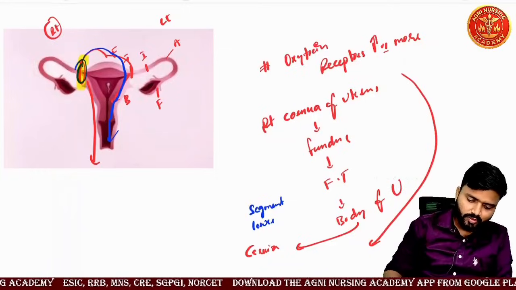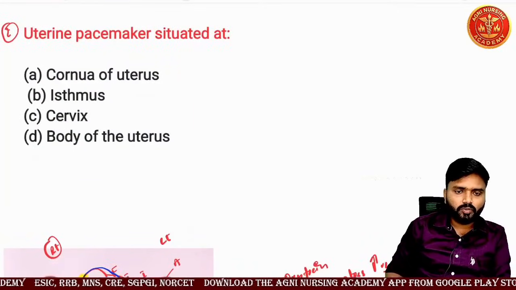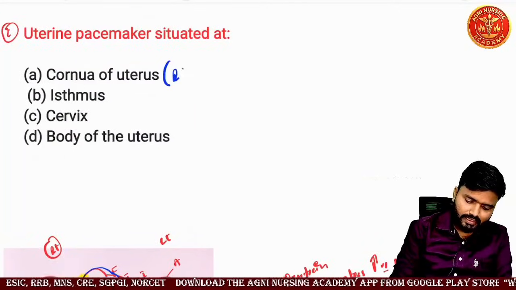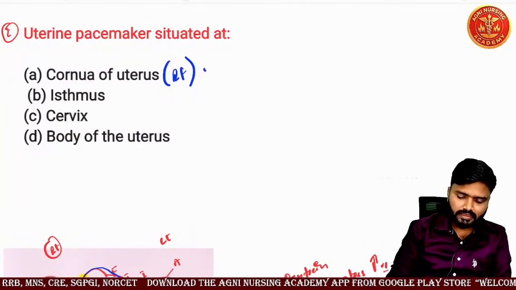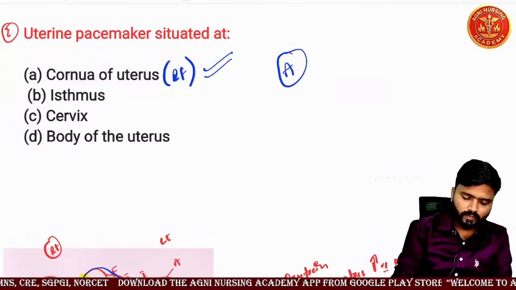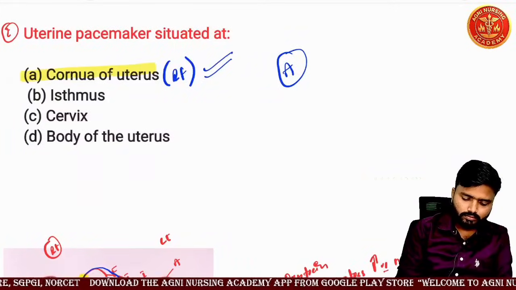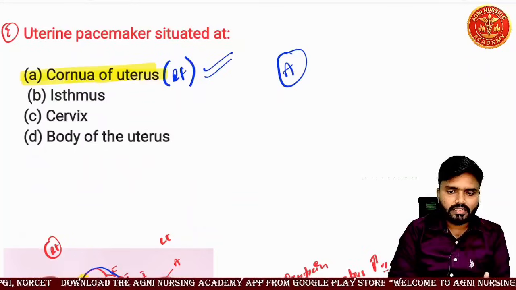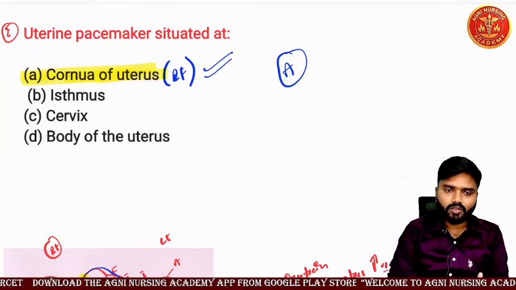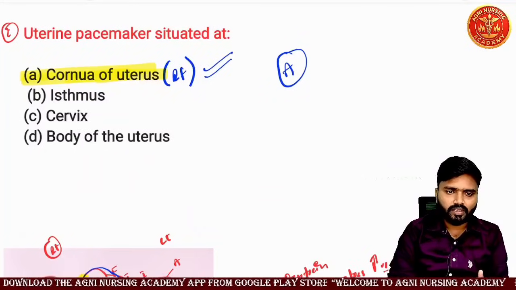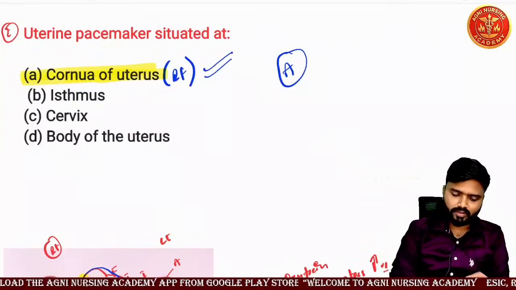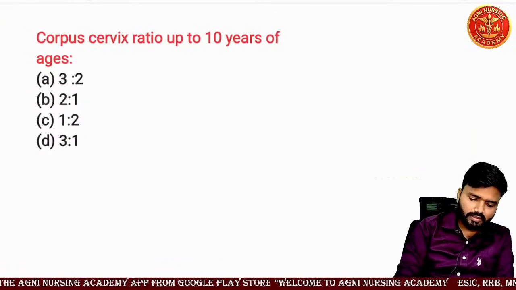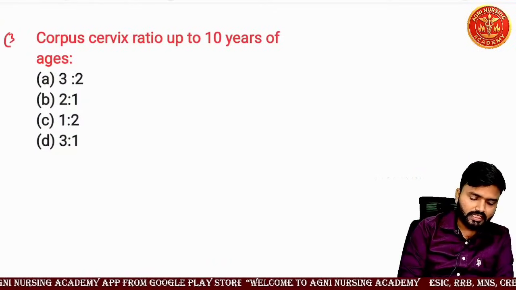So option A, cornua of the uterus. That is also on the right side. Understood? So option A is the correct answer for this question. Understood? So one thing you remember: the right cornua of the uterus is the main important pacemaker of the uterine cavity. Understood? Yes.